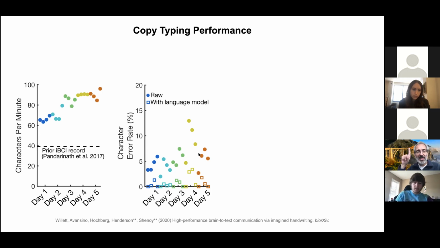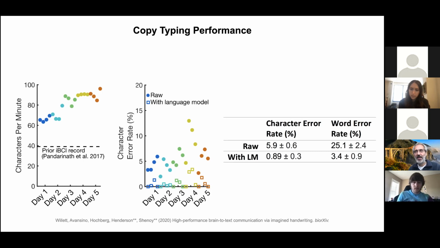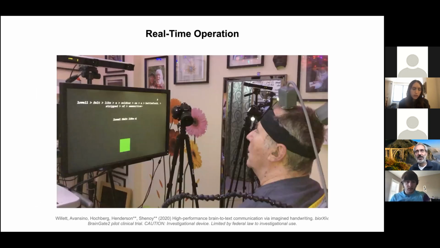If you add that language model, which you can totally fully run in real time, it really crushes them down to about, on average, 0.5%. Okay, so there will be errors, but it's so low that we think it is a viable communication prosthesis. Okay, and the character error rate I just showed you here is with language model, and word error rate is over here. So how does this look?